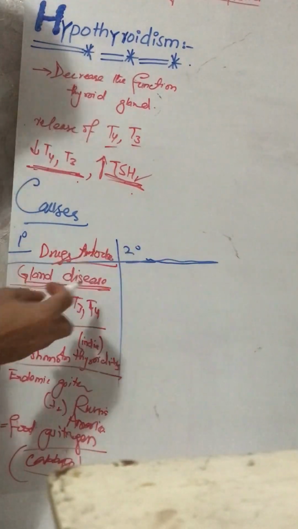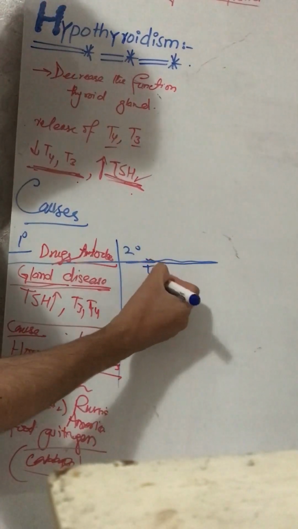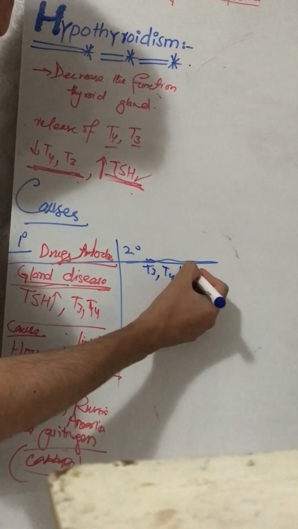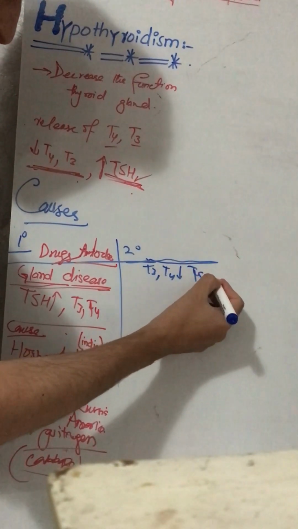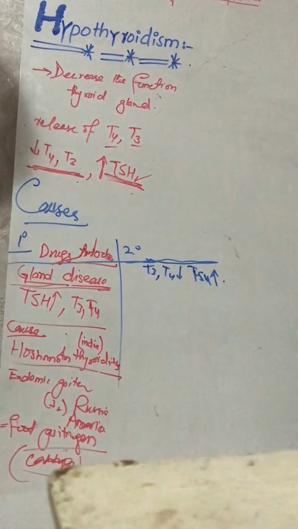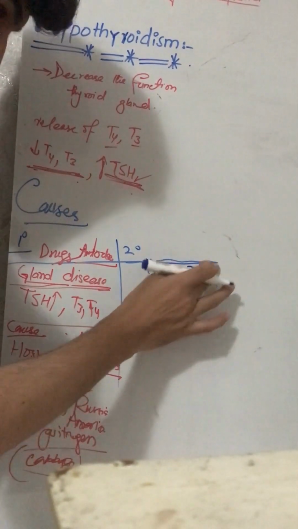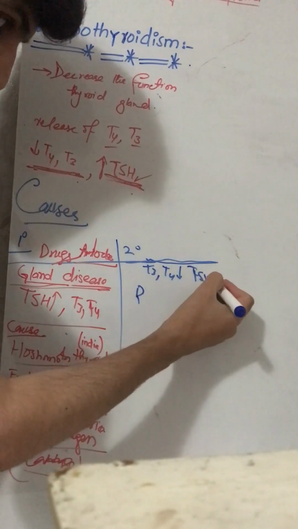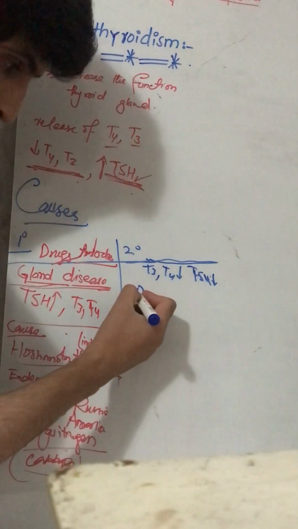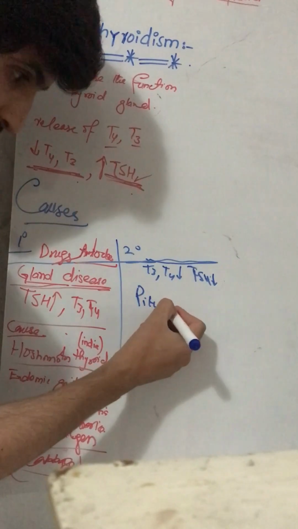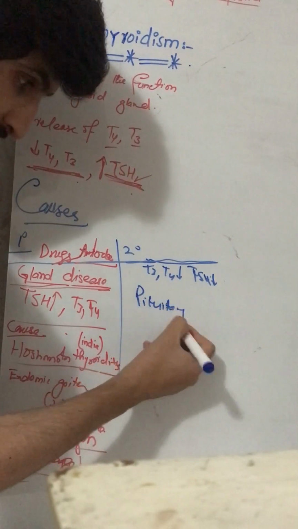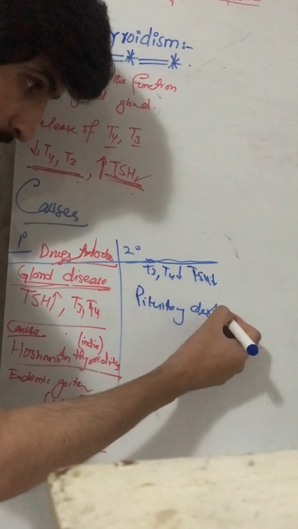Then secondary causes. What are the secondary causes? There will be T3 T4 decrease and TSH decrease, hypothyroidism. So that is pituitary. In this condition also the TSH will be decreased. So pituitary destruction.